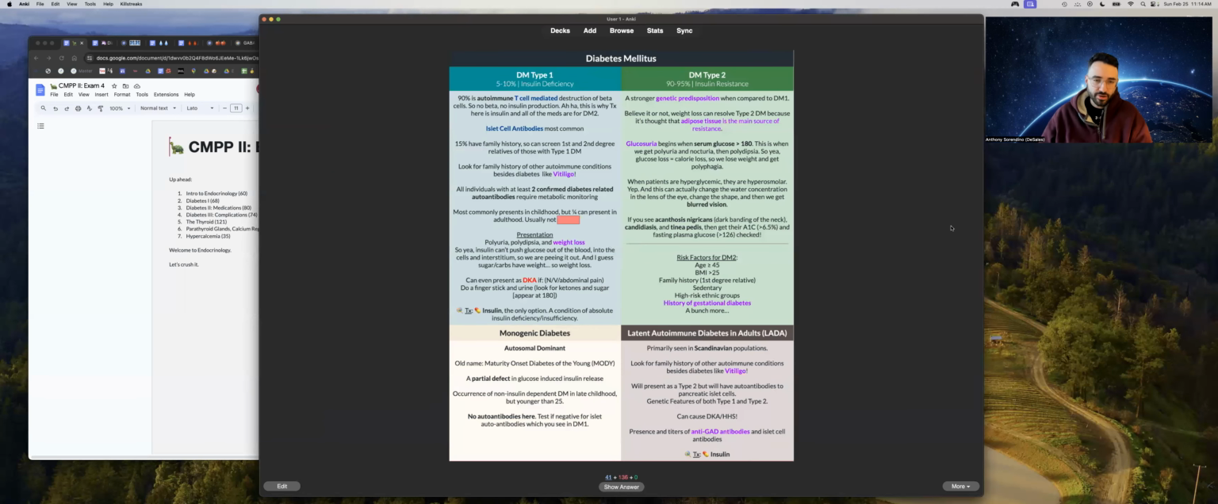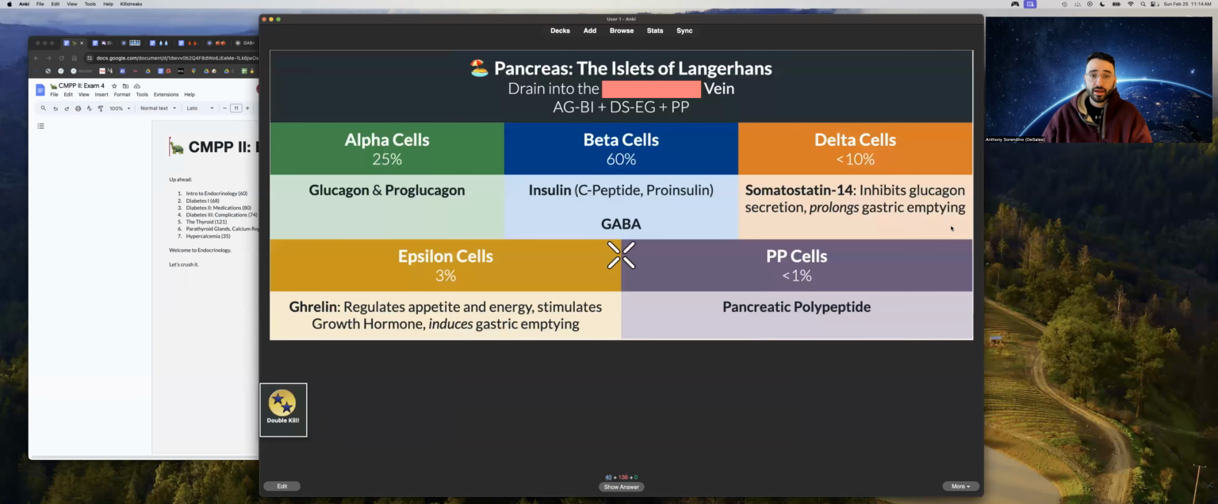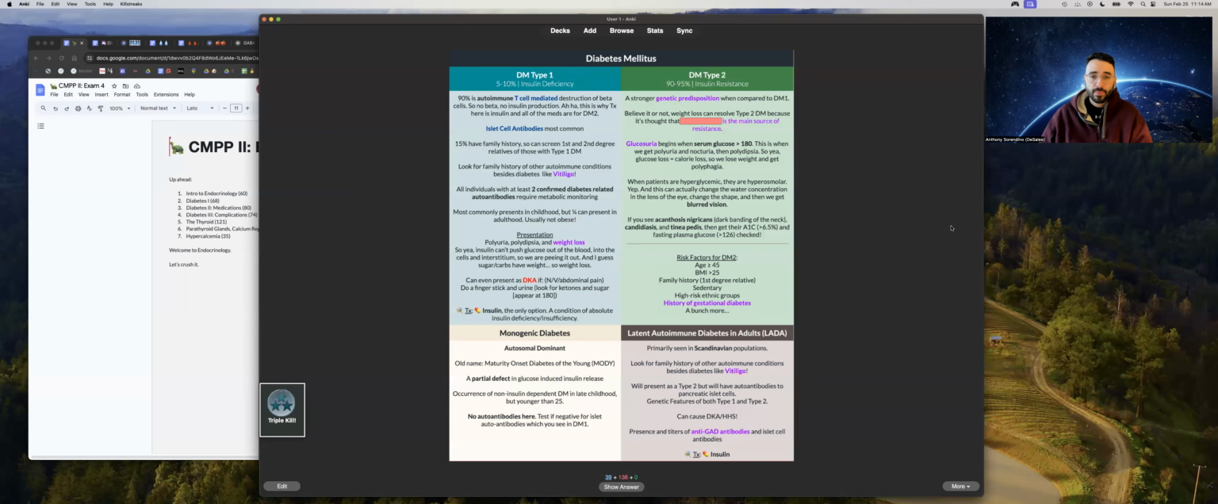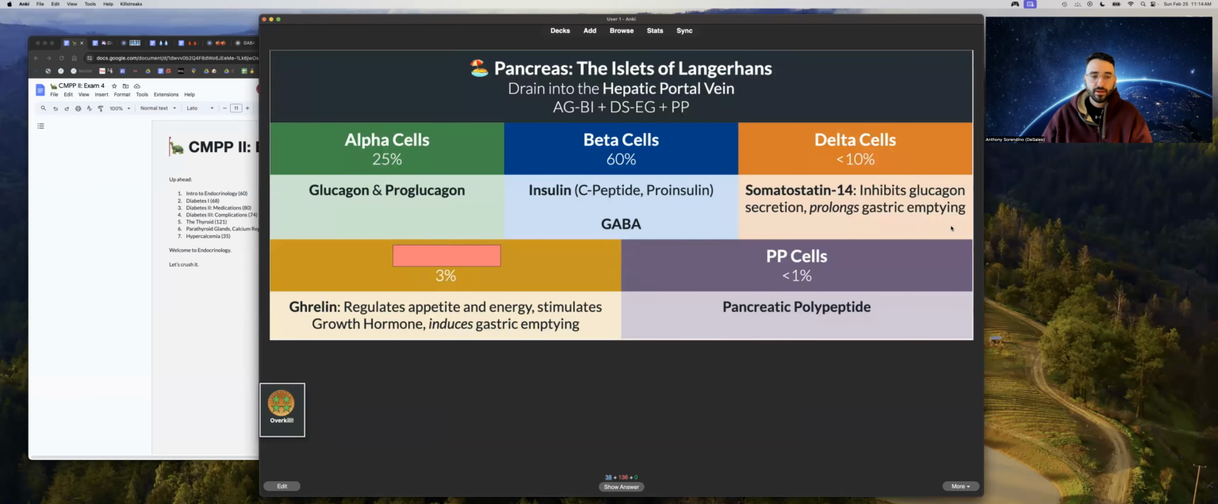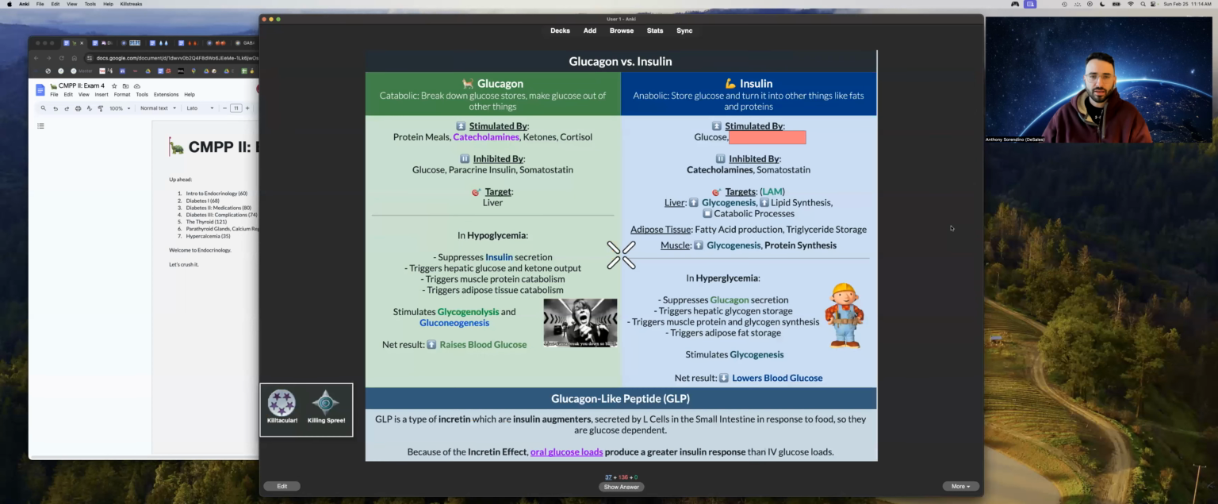Most commonly presents in childhood, but can present in adulthood, usually not. Obese in DM1, yeah. Hepatic portal. Type 2 DM because it's thought that blank is the main source of resistance. Adipose tissue, that's big. Alpha, beta, delta, epsilon. Insulin is stimulated by glucose and what else?